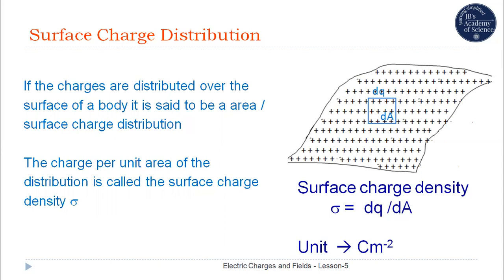The charge per unit area of the distribution is called surface charge density, and it is denoted by the letter sigma. Now look at the picture shown here. It is an example for surface charge distribution. Positive charge is distributed over a surface. Now consider a small area dA. Let dq be the charge on the small area dA. Then surface charge density sigma is equal to dq divided by dA. The unit of surface charge density is coulomb per meter square.